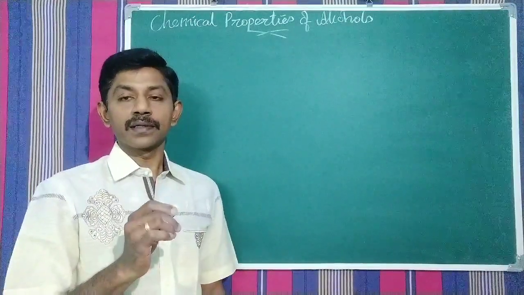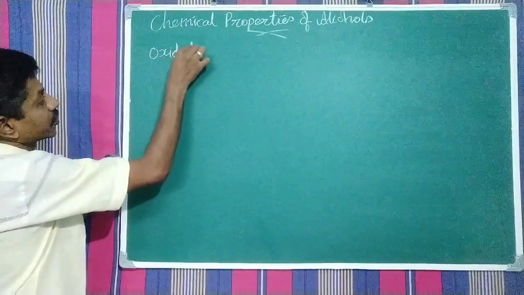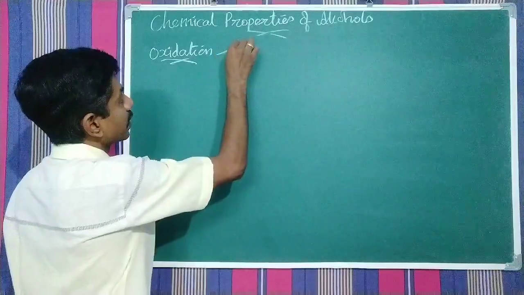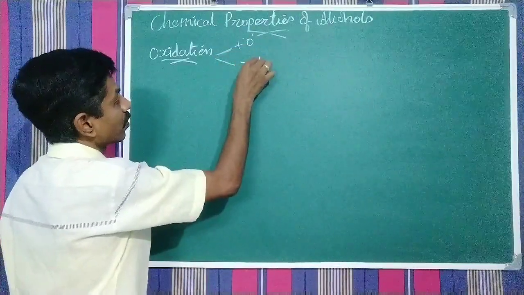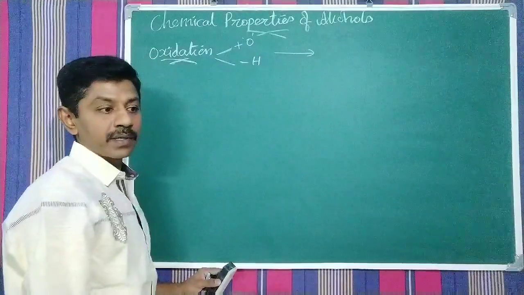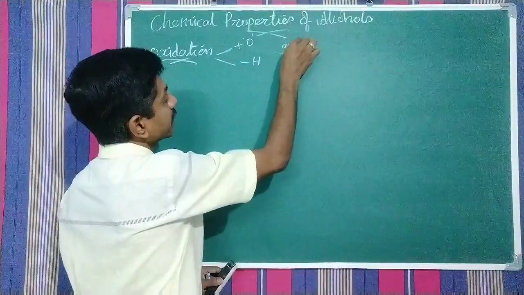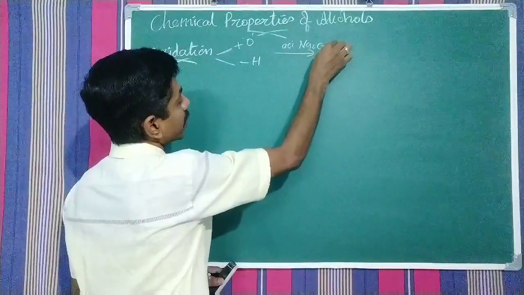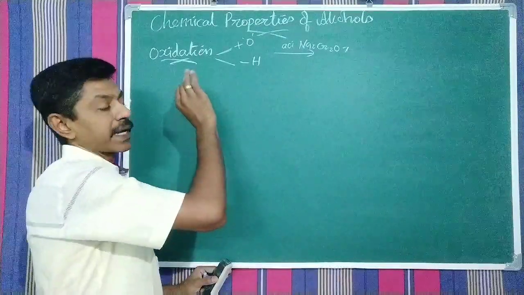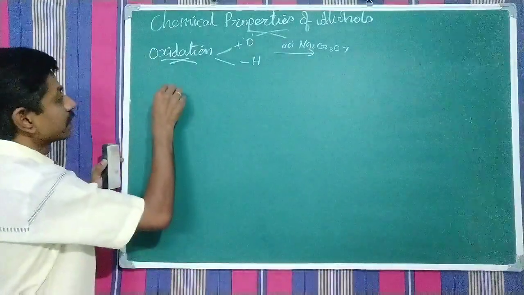The next topic in the chemical behavior of alcohols is the oxidation reaction. As you know, dear students, oxidation is the addition of oxygen or the removal of hydrogen. In oxidation, an oxidizing agent does the process very easily. Here we use acidified sodium dichromate, Na2Cr2O7. This converts an alcohol into an aldehyde or ketone, and finally into an acid. Let us see the examples one by one.